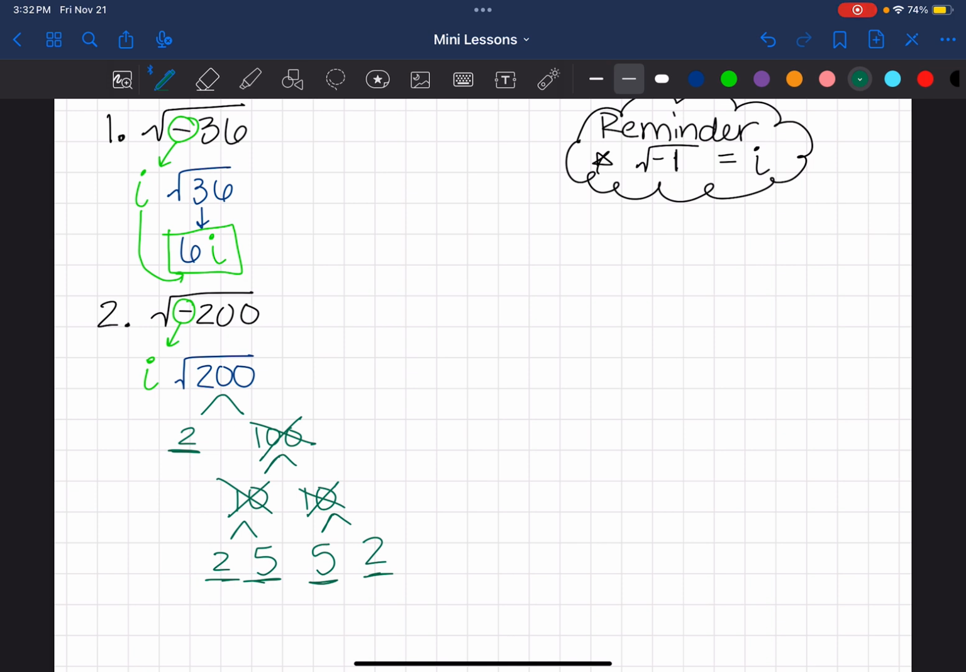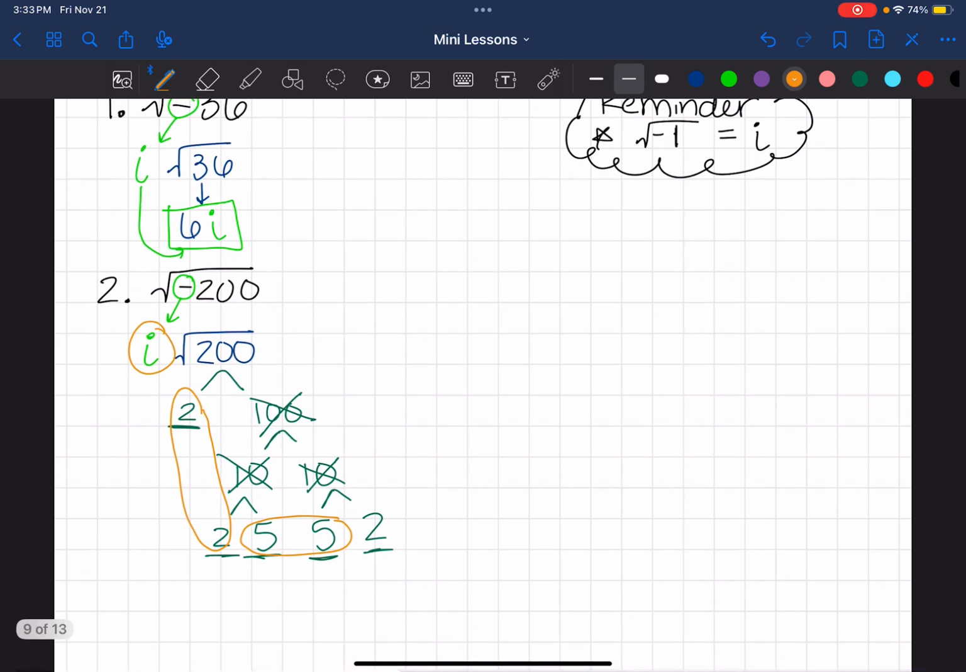Now, as you will see, the only numbers that are left, not crossed out, are prime. That is your goal. Once you have only prime numbers left, we are going to group these numbers together. With square roots, we are going to group them in pairs, so two of the same. So we have two 2s. Those are the same. I'm going to group them together. And we have 5 and 5. I'm going to group those together. And then we also have the i that will also be grouped with this stuff.